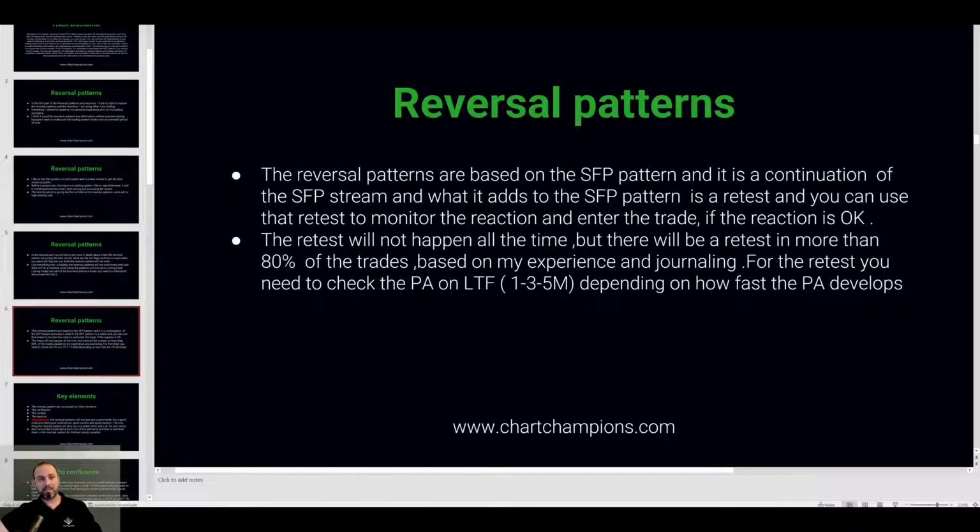For the retest, you need to check the price action on a low time frame: 1, 3, or 5 minutes. Usually 5 minutes is all you need. Right now the price action is a bit slow, so 5 minutes is all you need, depending on how fast the price action develops.